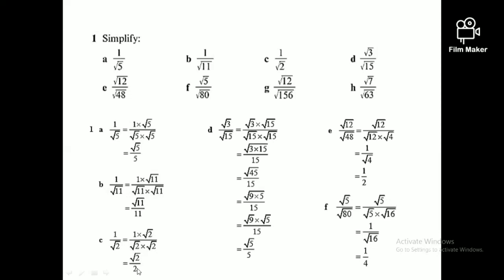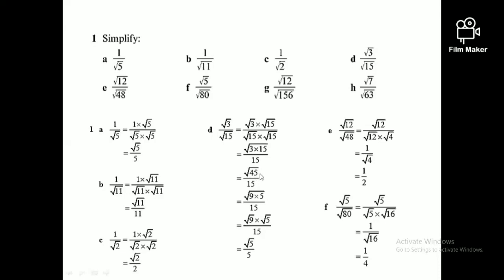If you come across this equation, root 3 over root 15, what can you do? Multiply both numerator and denominator by root 15. Root 3 into root 15 is root 45. Root 15 into root 15 is just 15. Then you can simplify this further.